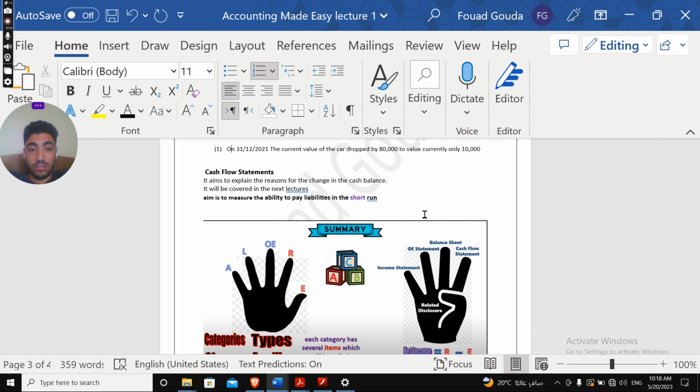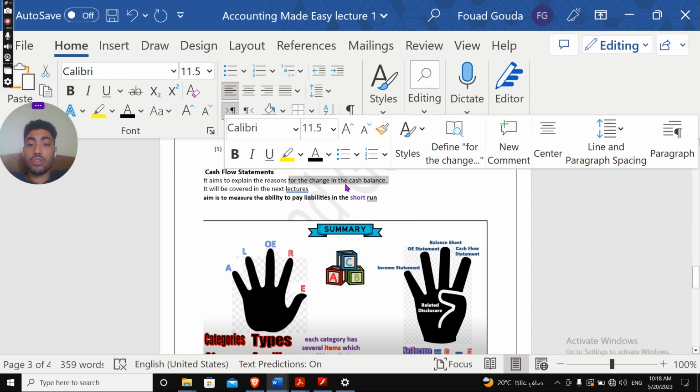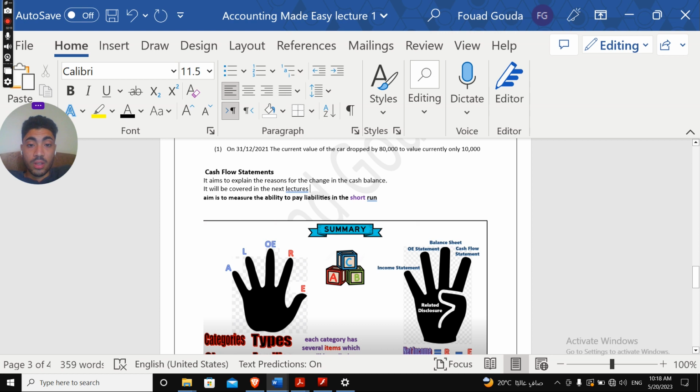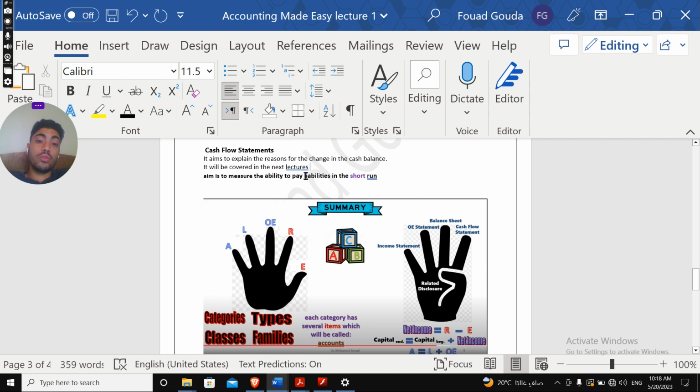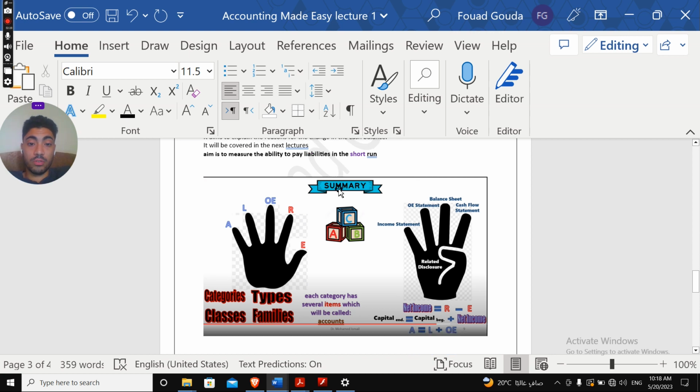That's mainly for this. It aims to explain the reasons for the change in cash balance, what happened to change that cash balance. And it aims to measure the ability to pay liabilities in the short run, as I said. That's a liability. Your partner needs to get out of this business and he wants his money. So it's a liability that you need to pay him his money.